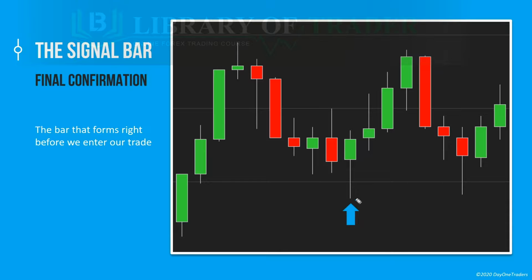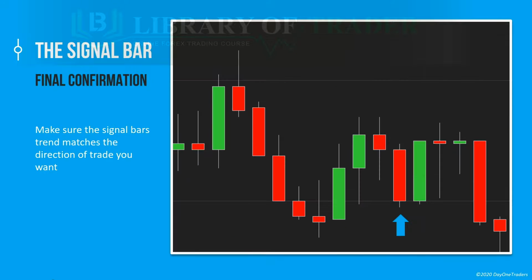And so here for this two-legged pullback we have right here, this is the signal bar. And this is what tells us to get in. This is the final confirmation. We want this bar here to be a bullish bar if we are looking for a long trade. We want the trend of this signal bar to be in alignment with the overall trend. Now with these signal bars, we want them to be in alignment with the direction of our trade, right?